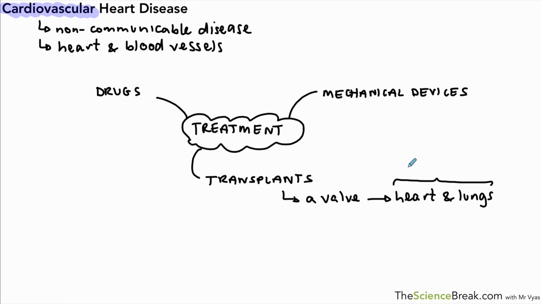If the condition is so serious that the heart is not working at all, sometimes doctors have to use artificial hearts to keep the patient alive while they wait for a donor. And that is possible, to keep people alive for a while. So we've got the three categories: drugs, mechanical devices, and transplants.